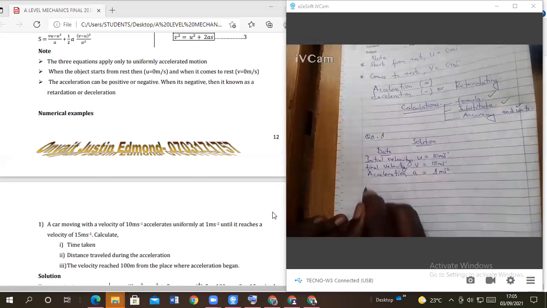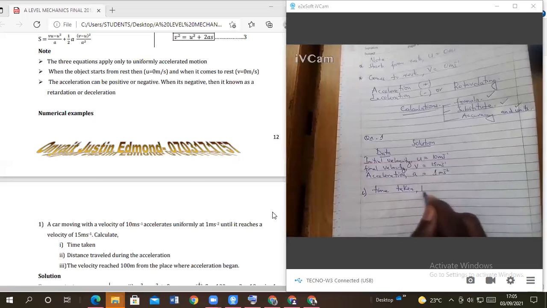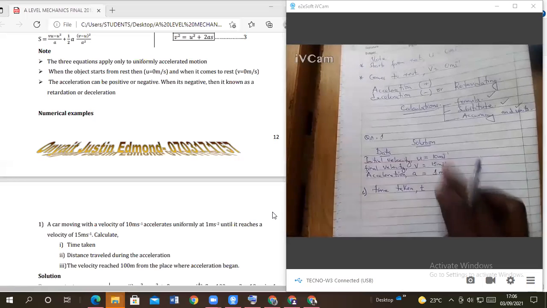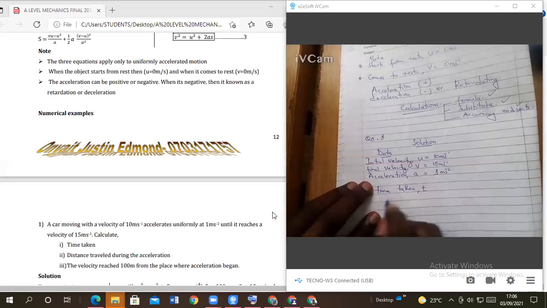Now come to question one, Roman one. They are saying find the time taken. Here we are going to use the equations of motion. Those are the formulas. Now we are looking for time taken, t. Of the three equations that we have looked at, which formula are we going to use? Are we going to use the first equation? Are we going to use the second? Or are we going to use the third one? Basing on what is given, look at what is given to determine which formula to use. The first equation. Then you come and say it. From the first equation of motion.